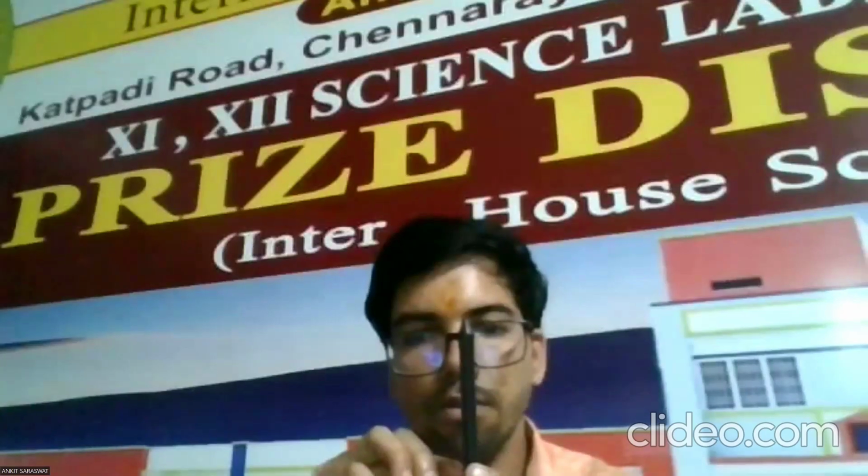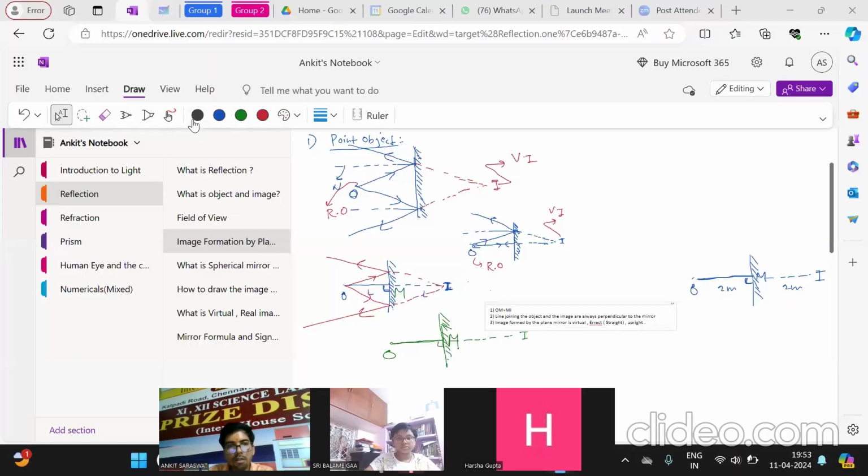Point object. For example, if I ask you this pen is made up of how many point objects? Millions of point objects. For example, let me show you. Just a minute. Is it visible? Yes, sir. For example, this is any object. This object is made up of small point objects. Clear? So I just explained this is a small point. What is the image formation by the plane mirror of this point object? But in the next lecture, I will explain.